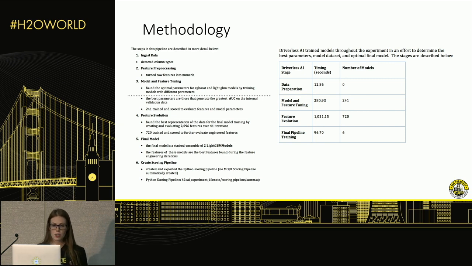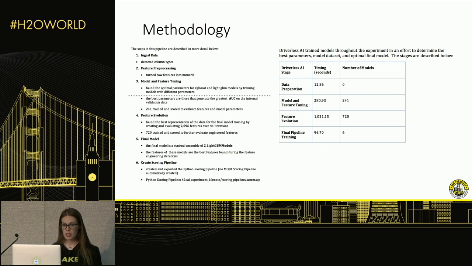Then it does a model and feature tuning step. So in this case, it found the optimal parameters for our XGBoost and LightGBM models by training models with different parameters. And it's evaluating how it does on this internal validation data in terms of AUC, which is my score, to see if it can find the best algorithm and the best parameters.